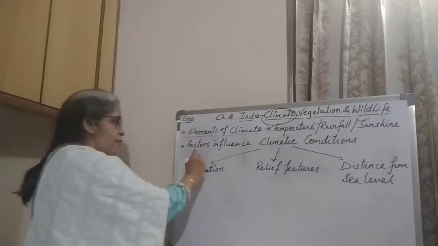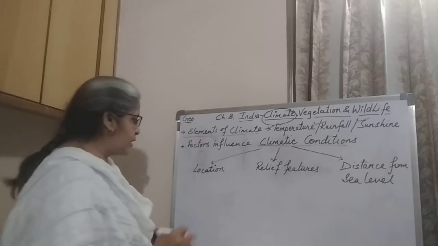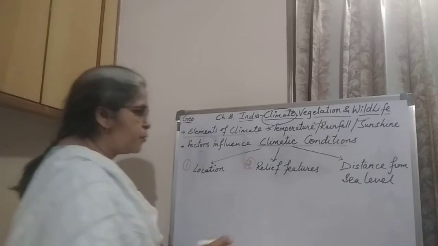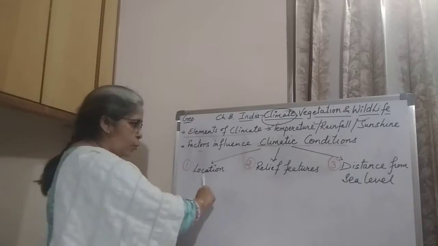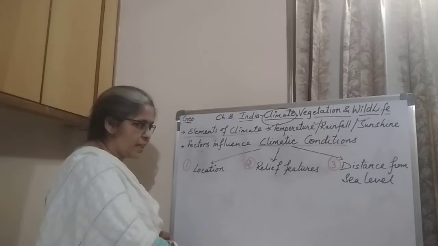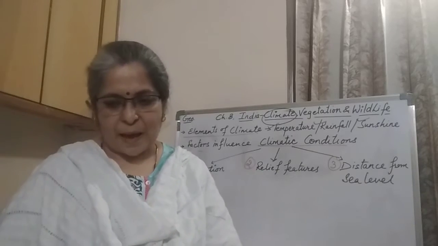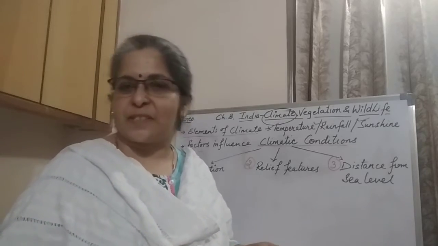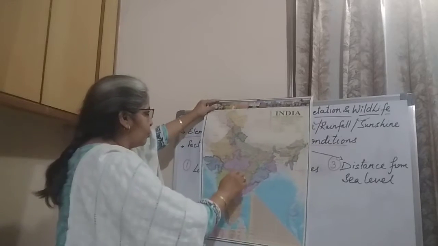Now, the factors which influence climatic condition, we have three important factors. Number one is location, number two is relief features, and number three is distance from the sea level. To study the climatic condition about the location, relief features, and distance from the sea level, I think we have to move on to India's map. From there it will be very easy to understand, because you have done the physical divisions and the political divisions of the country.